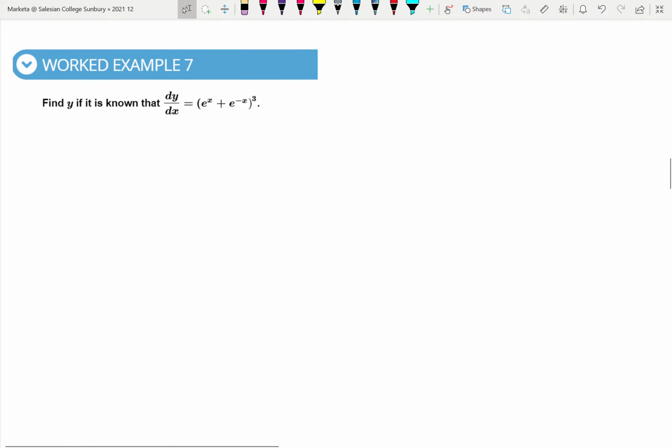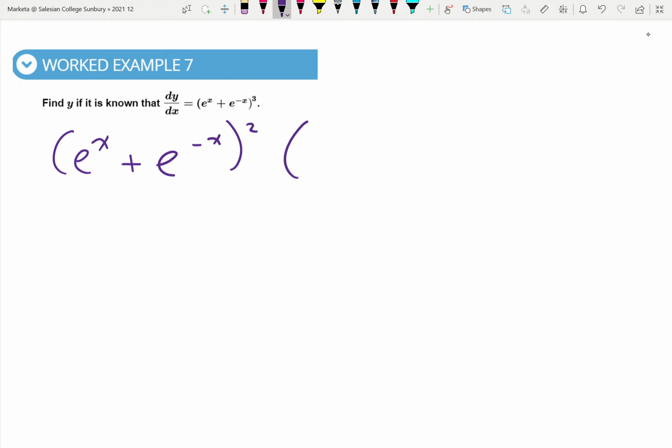Okay, here we have one where we've got e's again, and this is cubed. Now you've got a couple of options here. If you wanted to, you could FOIL it, and your best bet would be to see this as e to the x plus e to the neg x squared, and then times it again by e to the x plus e to the neg x. I know some people don't like using the rule for when we have the 3 here, the cube. But the best option would be to use the rule.